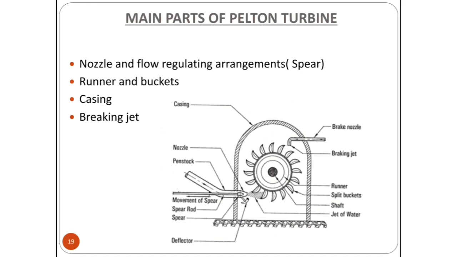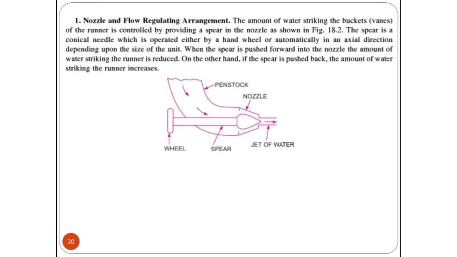So here you can see the nozzle and flow regulating arrangement. And this is the runner, and buckets are attached to the periphery of this runner. The cover is called the casing, and the braking jet is here near the right side, which is called the braking jet or brake nozzle. So let us discuss each and every part in brief.